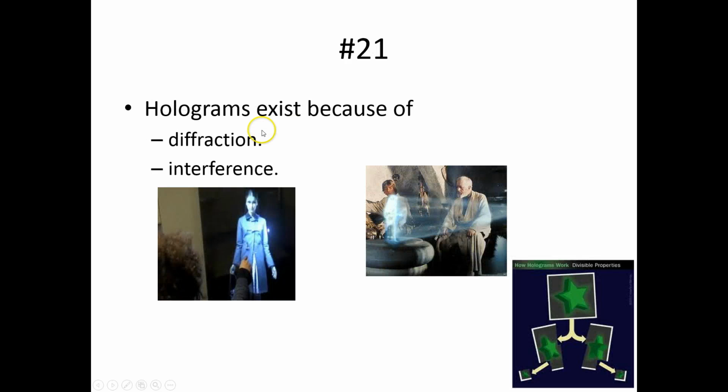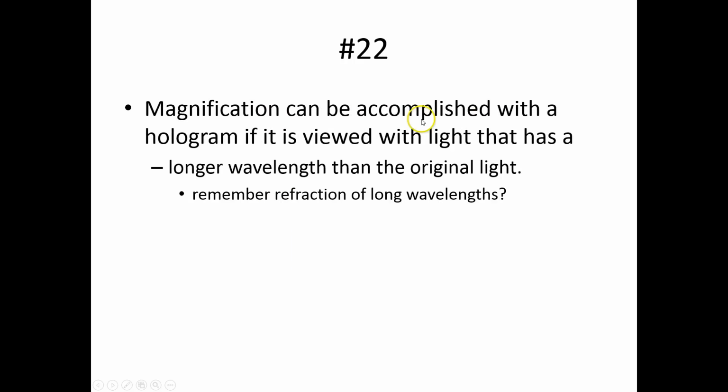For number 21, holograms exist because of two things, both diffraction and interference. You can actually use lasers to make these, kind of neat. This is a real life hologram that somebody is projecting, and then this was seen in Star Wars, a 3D hologram. For number 22, magnification can be accomplished with a hologram if you view it with light that has a longer wavelength than the original light. So if you remember the refraction along wavelengths, you end up getting a bigger image.